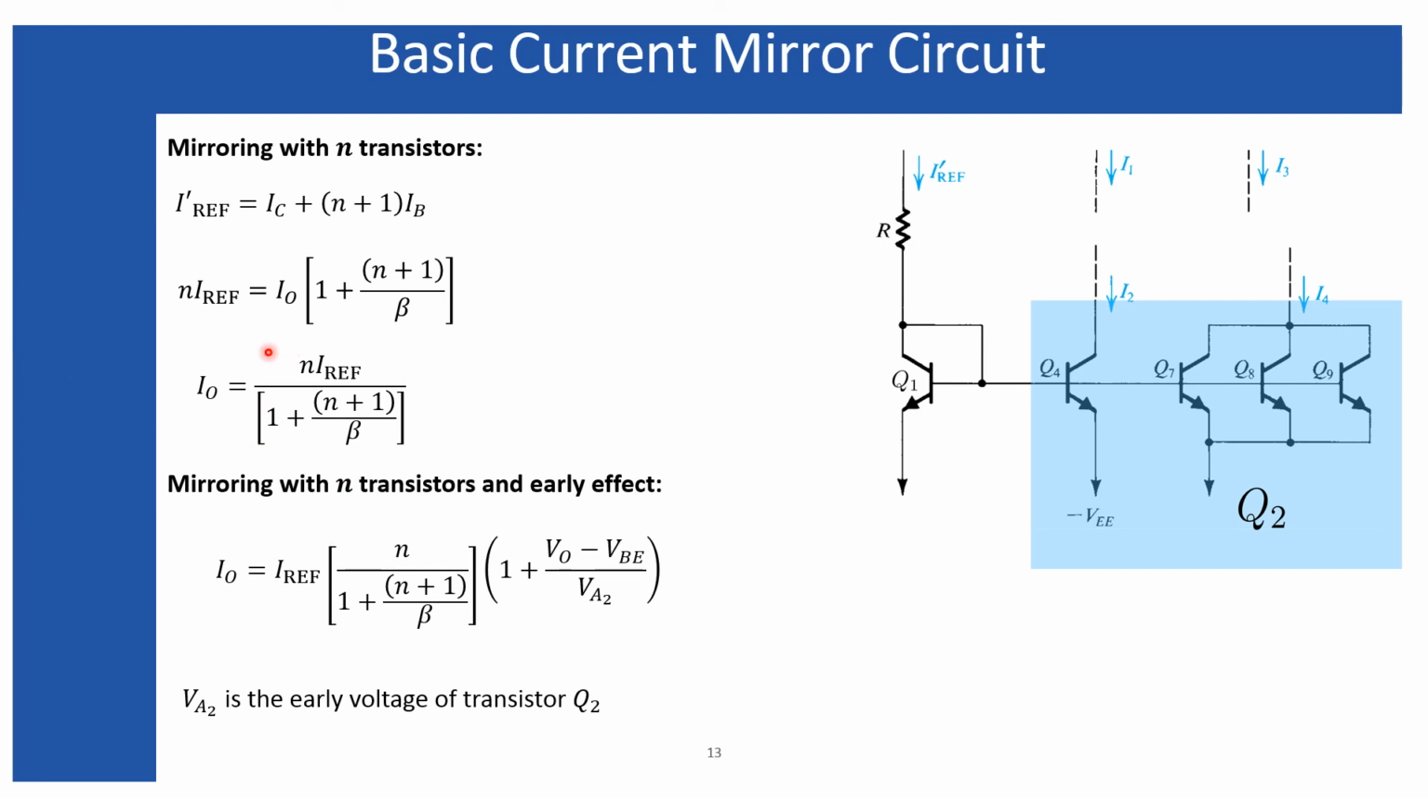In this derivation, the early effect has been neglected. If you include the early effect, then the actual expression for the output current should include the early effect also, and here VA2 is the early voltage for transistor Q2.